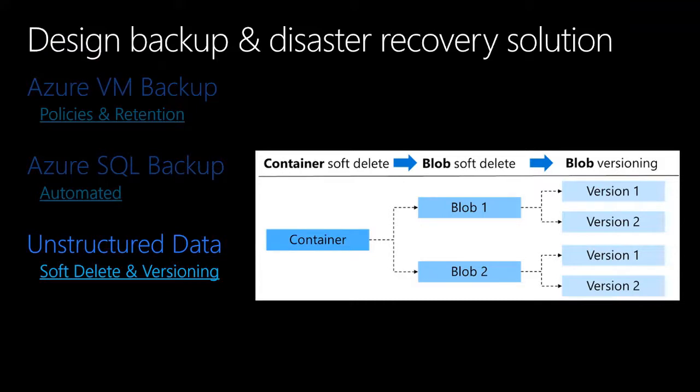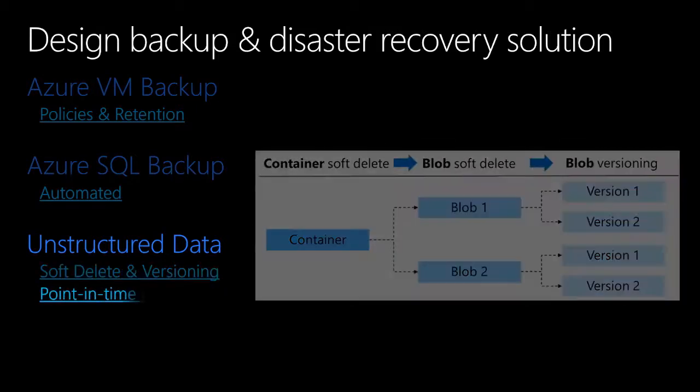Blob versioning works to automatically maintain previous versions of a blob. When blob versioning is enabled, you can restore an earlier version of a blob. Versioning lets you recover your data that's incorrectly modified or deleted. Blob versioning is useful if you have multiple authors editing files and need to maintain or restore their individual changes.